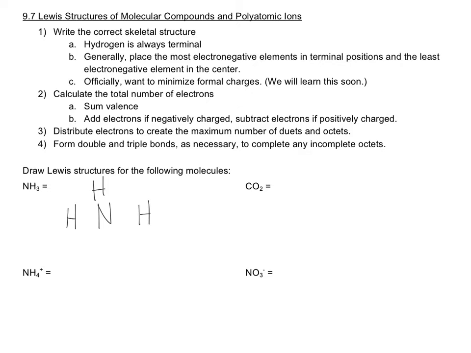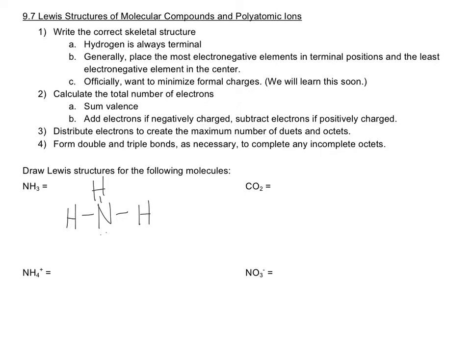Okay, and now we have 8 valence electrons, so we can put 2 here, 2 here, 2 here. That is 6. We've now filled the duets for all of the hydrogens, and we have 2 electrons left, so we'll put them here outside the nitrogen to complete the nitrogen octet. Okay, so that is the structure for ammonia.